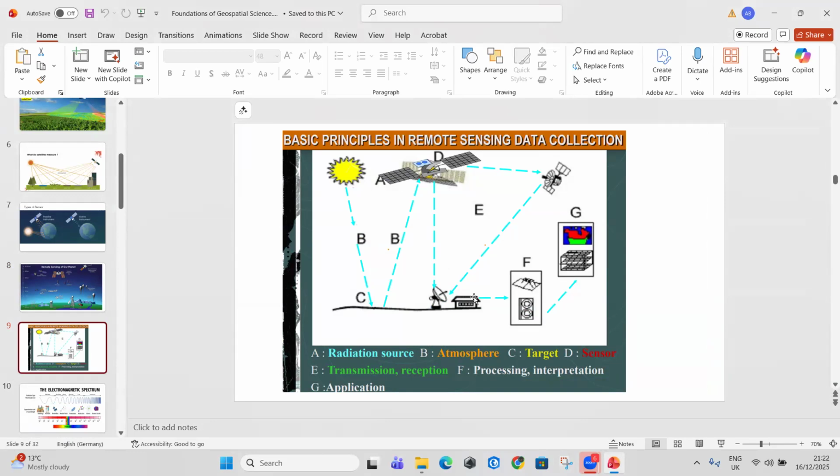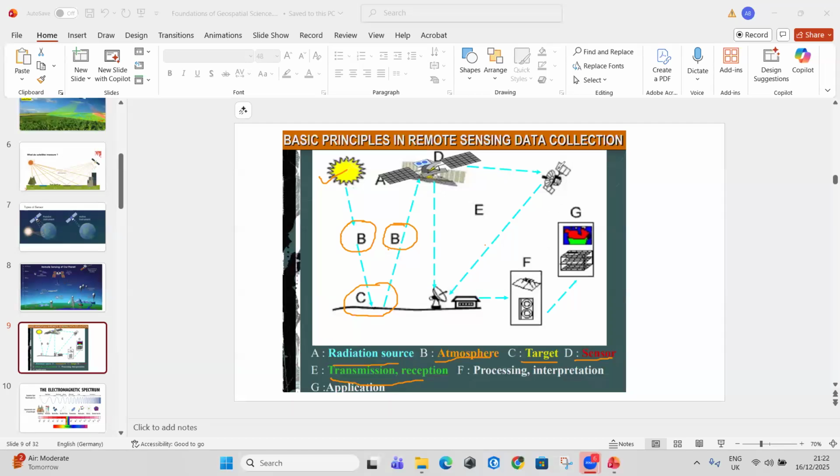So the basic part that you need to remember is there is a sun or any source of energy. It can be the satellite itself. That source of energy, first of all, interacts with the atmosphere when it enters the earth. It interacts with the atmosphere, then gets reflected from the target, right? After getting reflected from the target, it again passes through the atmosphere and then is collected at the satellite sensor. Okay. Once it is collected at the sensor, it transmits it to the ground station.